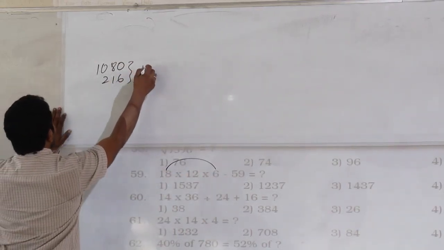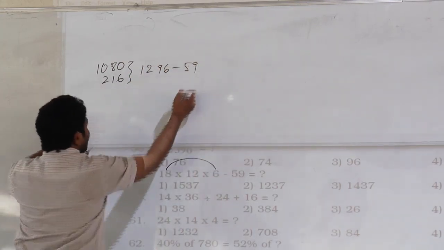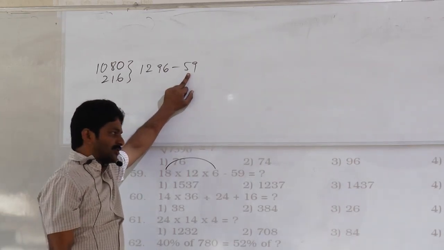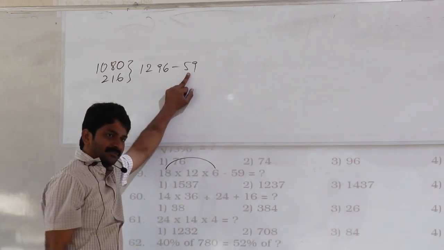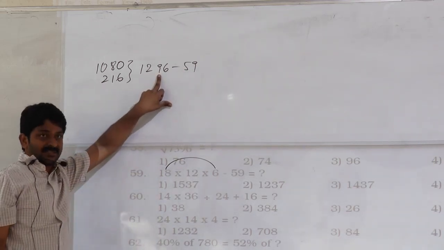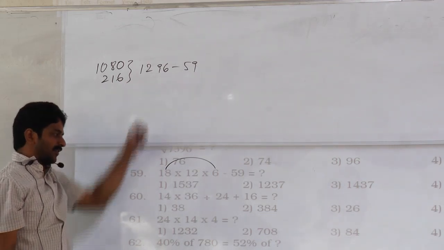Sum of this number is 1296. From this, if you can subtract 59. Instead of 59, you subtract 60 and then add 1. Answer should end with 7. All are ending with 7. Subtract 60. 1236. Plus 1. 1237.